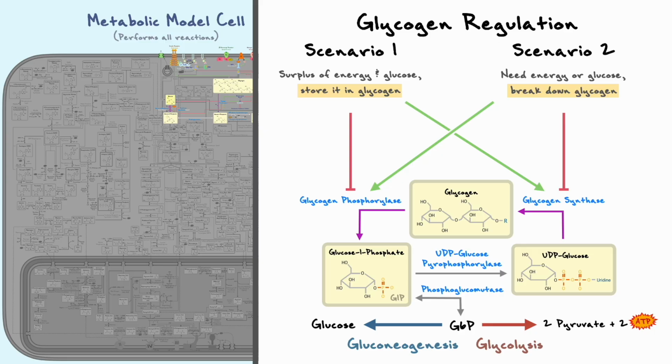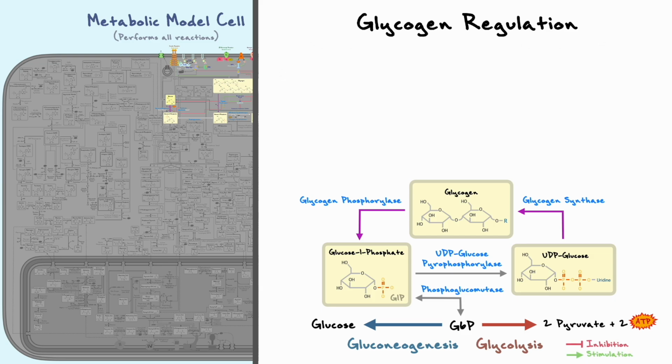Another important point is that for each scenario, there are dedicated hormones that will coordinate a lot of the regulation. In the first, the prominent hormone that stimulates glycogen synthesis is insulin. In the second, the hormones epinephrine and glucagon are heavily responsible for glycogen breakdown. With this in mind, let's start by considering factors that promote the second scenario.